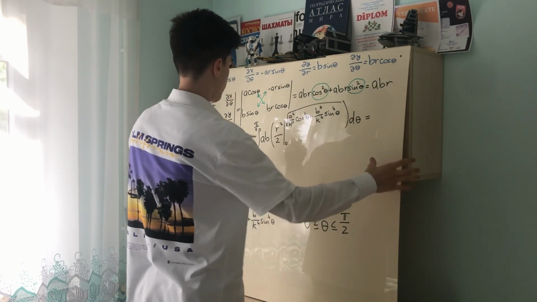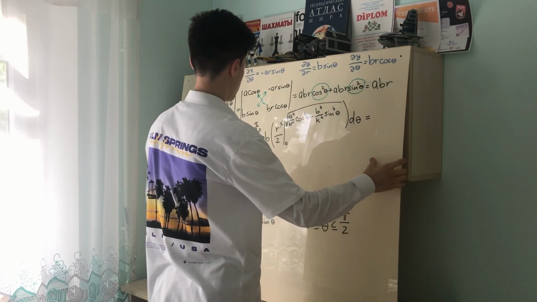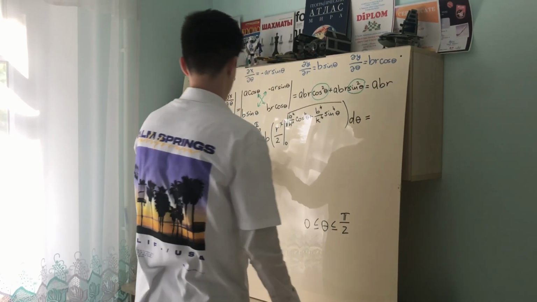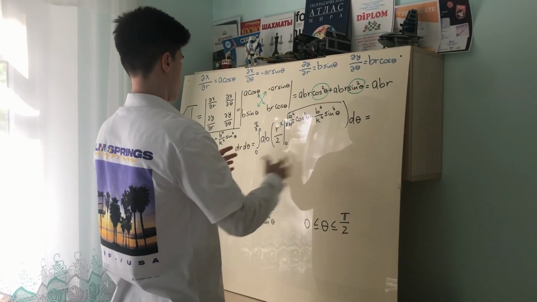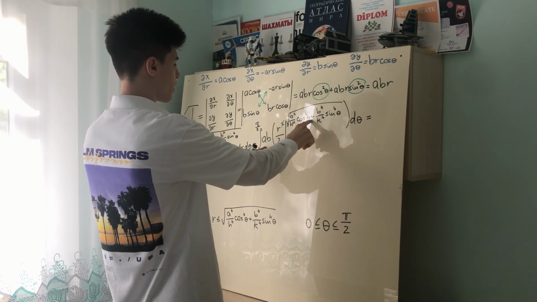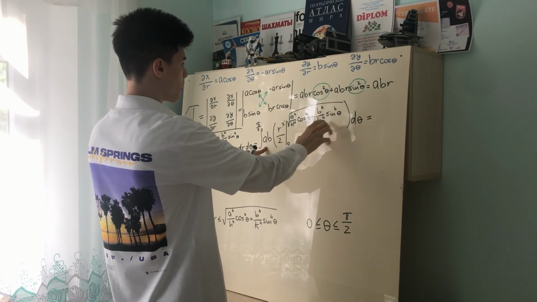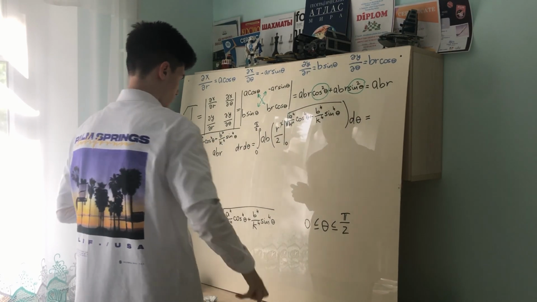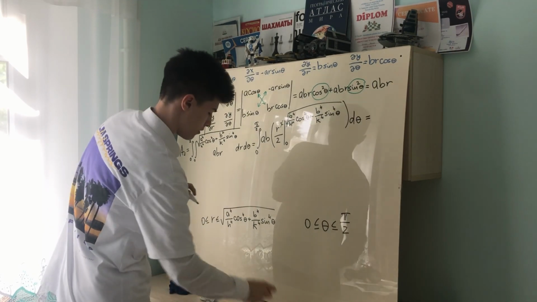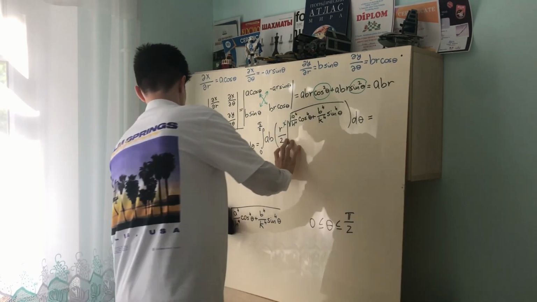Square root and square eliminate each other, and we can separate this integral into two parts. We can write in the first part this one before the plus sign, and in the second part this one. So let me free up the space.